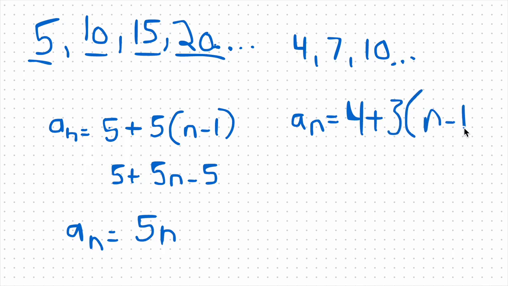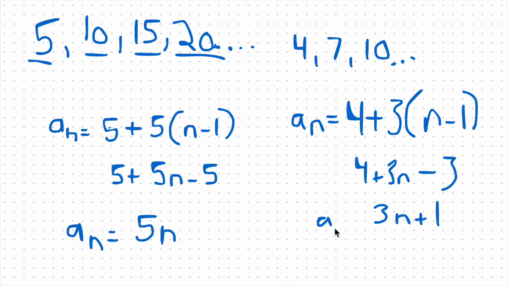All right, and then I can go ahead and simplify this. So 4 plus 3n minus 3, and then I could combine the 4 and the minus 3, so it would be 3n plus 1. So to find any term in this sequence, a sub n is going to equal 3n plus 1. So if I wanted to find the 100th term, I would do 3 times 100 is 300, plus 1 is 301. So my 100th term is going to be 301.